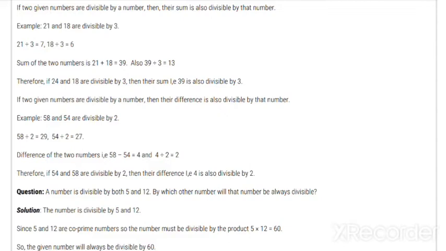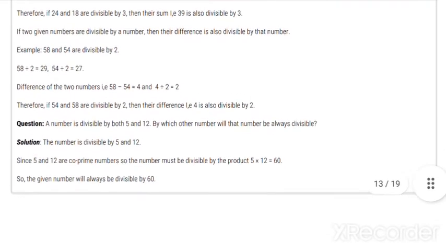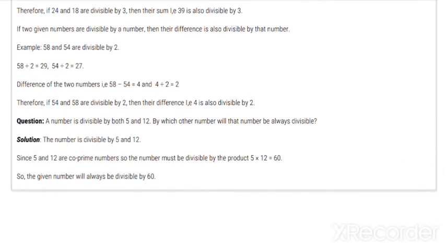Question, a number is divisible by both 5 and 12. By which other number will that number always be divisible? Yes children, the number is divisible by 5 and 12. So we can say 5 and 12 are coprime numbers.